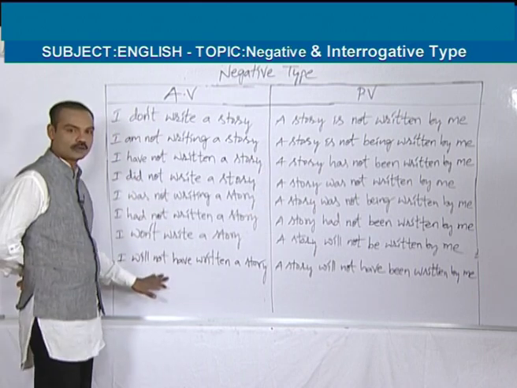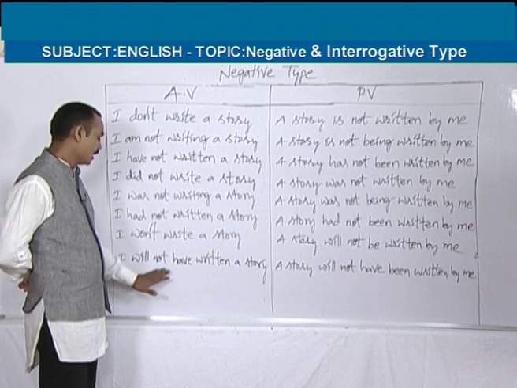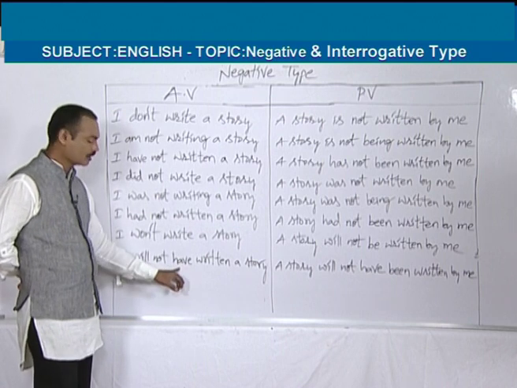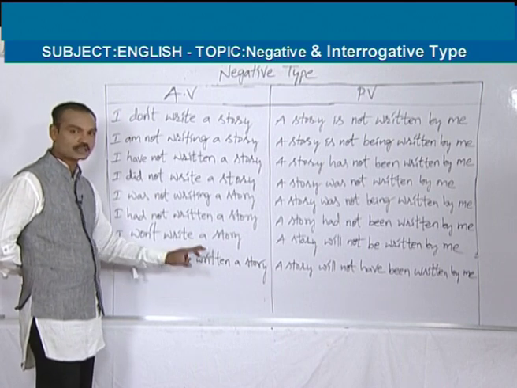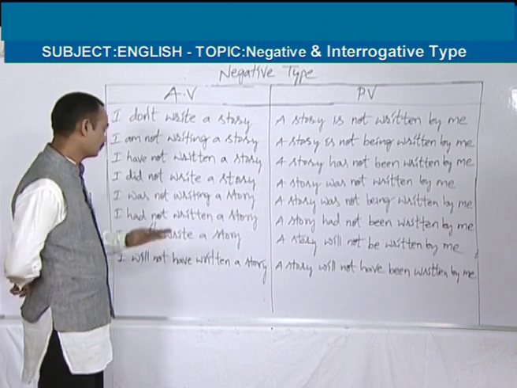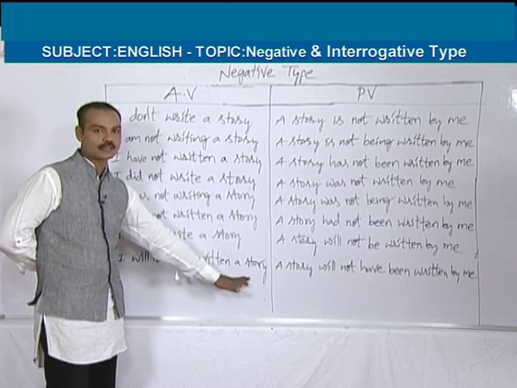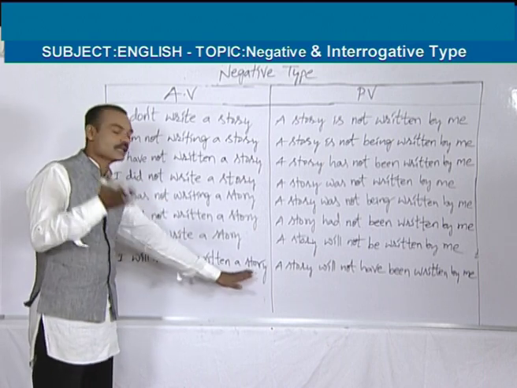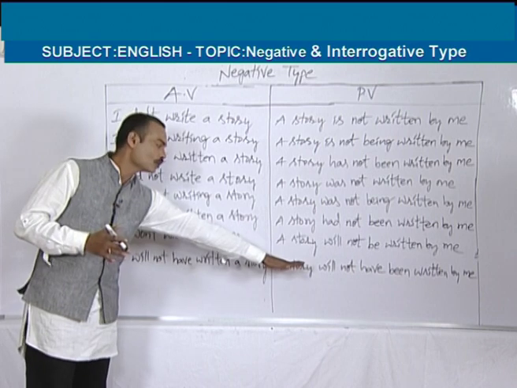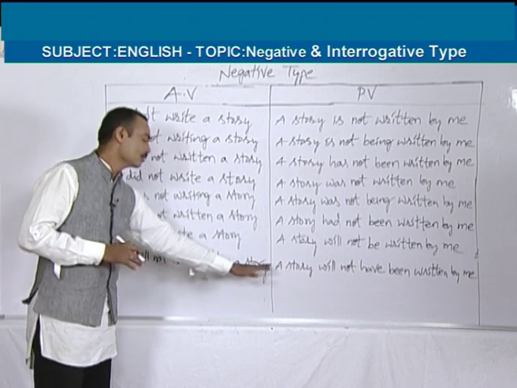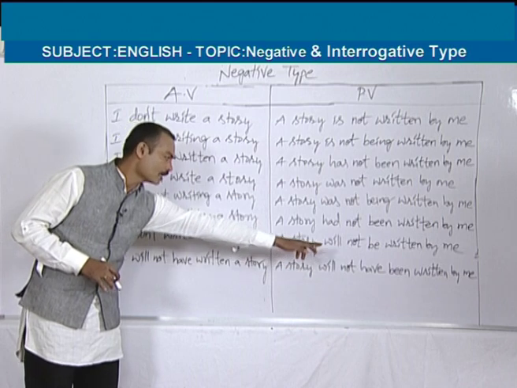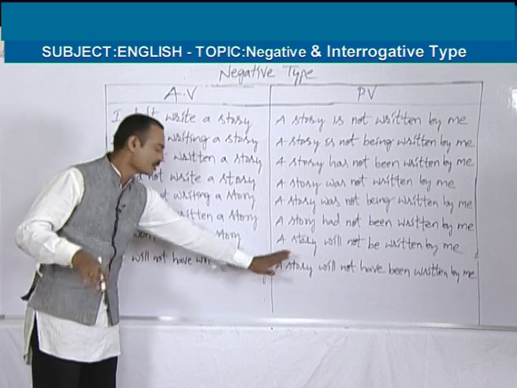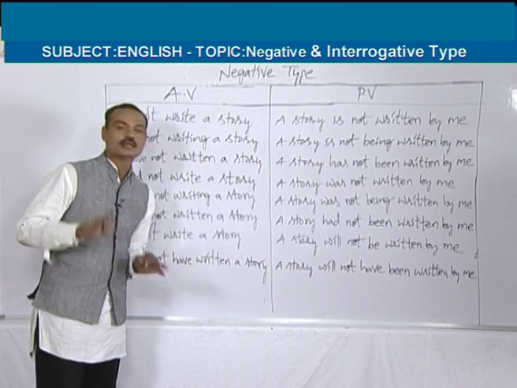Next, let us see future perfect tense. I will not have written a story. So will have or shall have plus V3, the verb third form, means that it is from future perfect tense. It is a singular object. Even in future perfect tense, if the activize contains either a singular or plural object, there won't be any changes in the passivize. So: A story will not have been written by me. Plural: I will not have written stories. Same: Stories will not have been written by me.